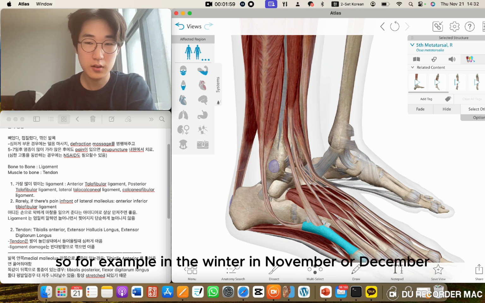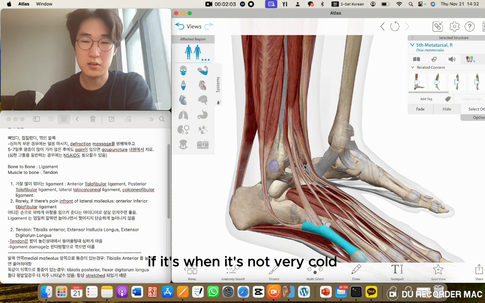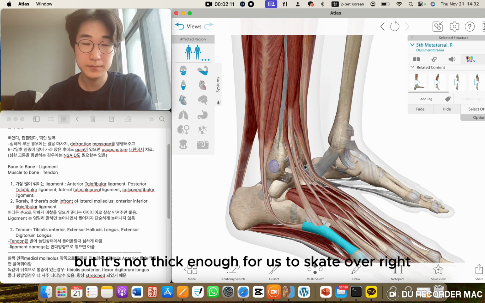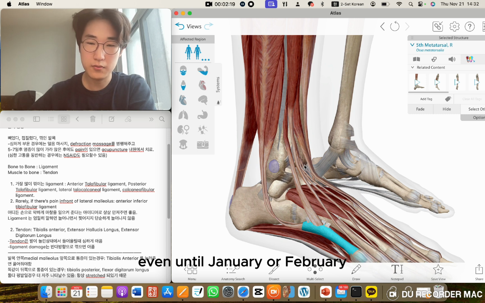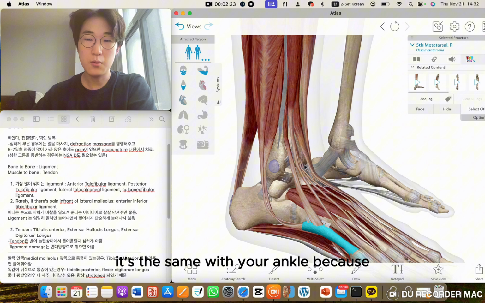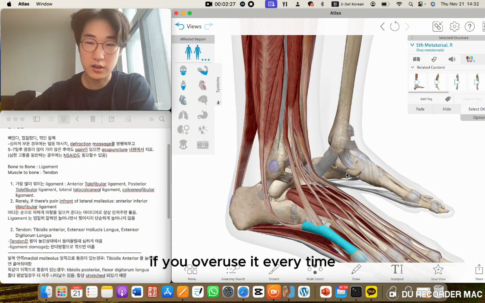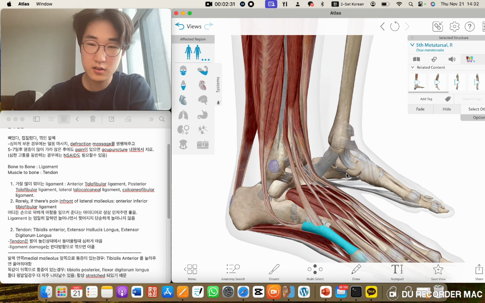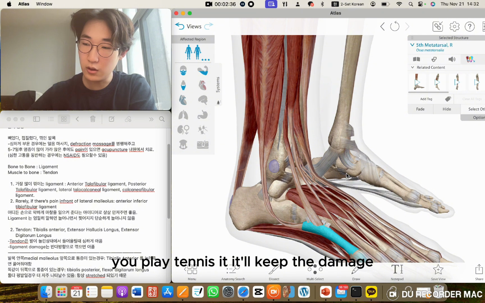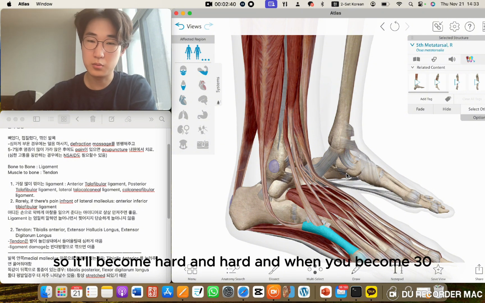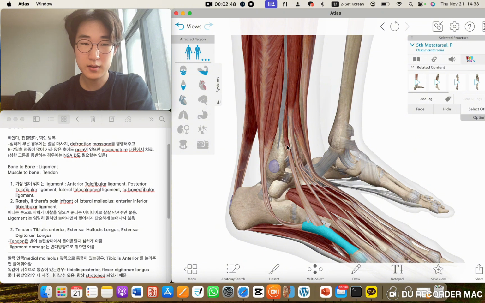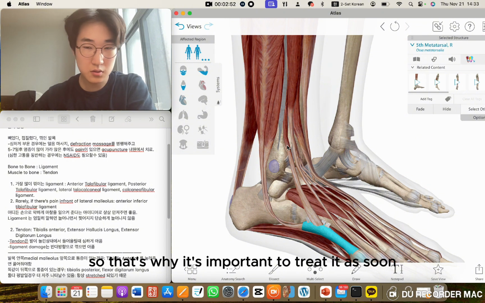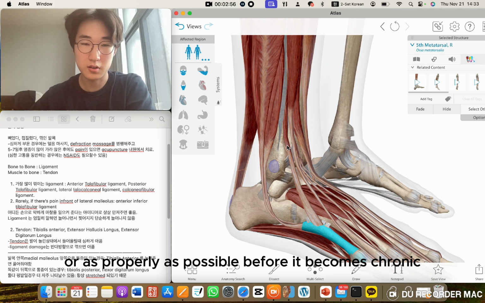So, for example, in the winter, in November or December, when it's not very cold, things tend to freeze, but it's not thick enough for us to skate over, right? So there's thin ice, but if you keep stepping on it, even until January or February, it's not going to be thick enough. It's the same with your ankle. If you overuse it every time before it gets fully healed, until it becomes thick ice, you play soccer, you play basketball, you play tennis, it will be over-damaged. It keeps damaging, so it'll become harder and harder. And when you become 30, 40, 50s, it'll be chronic in the end. So that's why it's important to treat it as soon and as properly as possible before it becomes chronic.